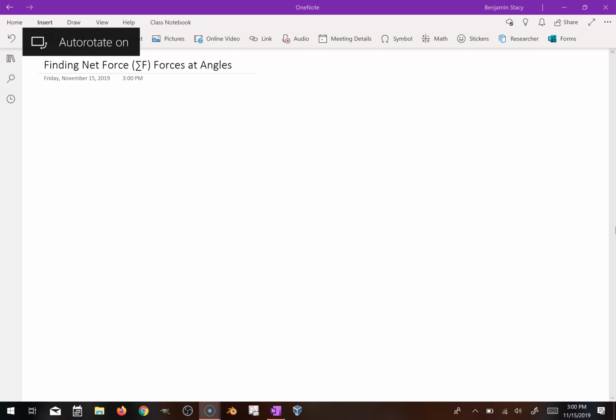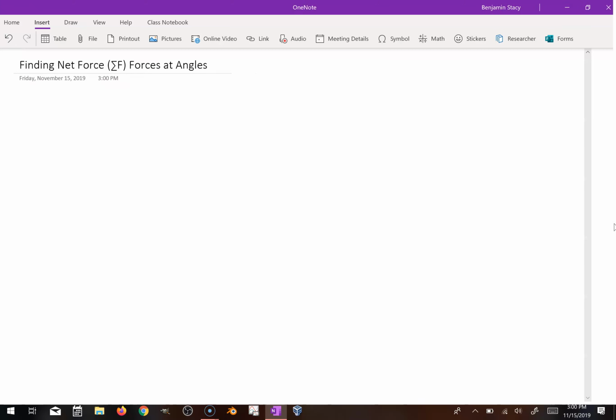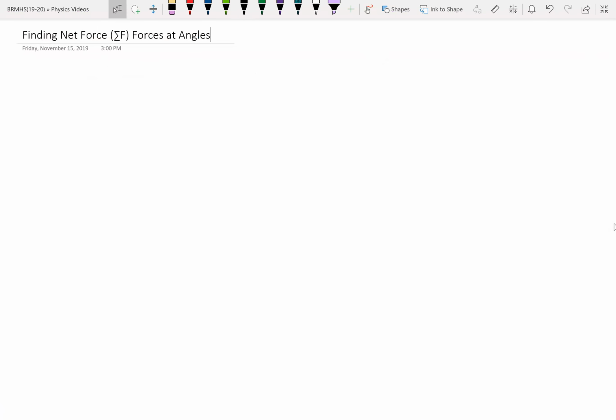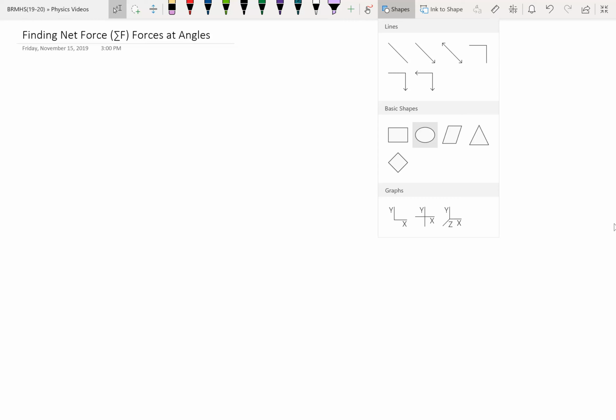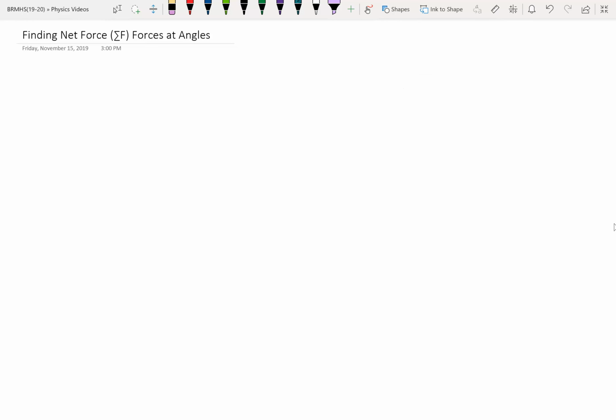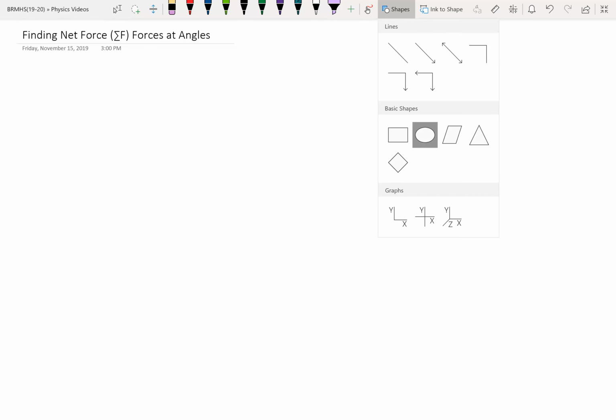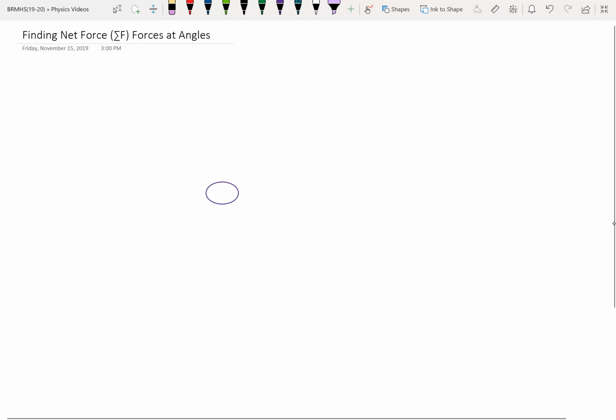Okay, here's the second of two videos about looking at net force. Here we'll have some examples of forces at angles. So let's say we just have this object here. It's like a disk or something.